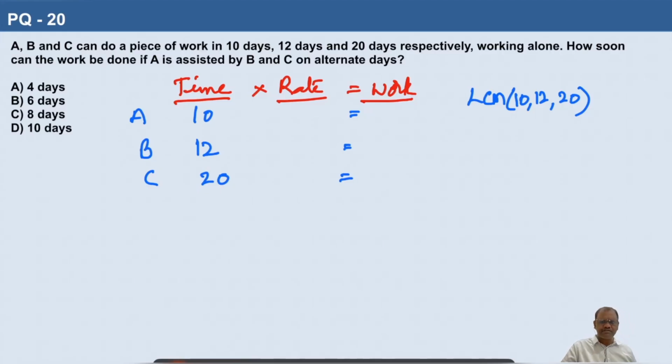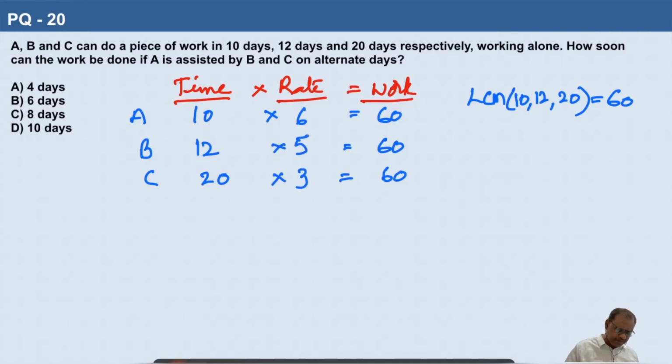So multiples of 20, second multiple 40, it is not divisible by 12. Third multiple is 60. 60 is divisible by both 10 and 12. So that is the LCM. So total work is 60 units. 60 is divisible by 10 6 times, by 12 5 times, by 20 3 times.